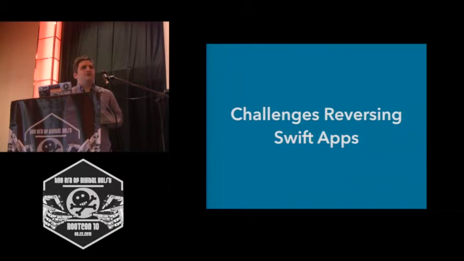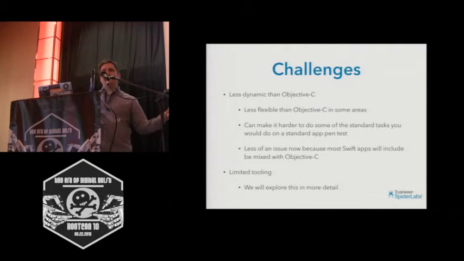Alright, so what are the challenges reversing Swift apps, and why is it a bit different from Objective-C? So, as I mentioned, it's less dynamic than Objective-C, so that makes it less flexible in some areas, and it can make it harder to do some of the standard tasks that you would do on a typical app pen test. It's less of an issue at the moment because Swift apps will include a lot of Objective-C, right? So even if apps are written pure Swift in terms of what the developer's written, all of Apple's frameworks currently at the moment are written in Objective-C. So there is an element of bridging there anyway if you're writing, say, an iOS app or an OS X app that uses Apple's frameworks.